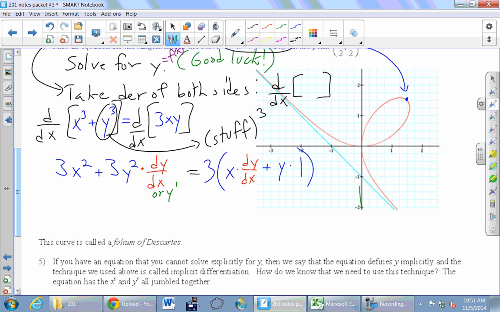The goal here was to find the equation of the tangent line, which means finding dy dx, right? That's our slope. So we have some algebra to do right now because we need to solve for dy dx, which appears in red in 2 different places. So let's do the algebra. Okay, so the left-hand side, I'll just copy 3x squared plus 3y squared dy dx equals, right-hand side, we're going to distribute that 3. So 3x dy dx plus 3y.